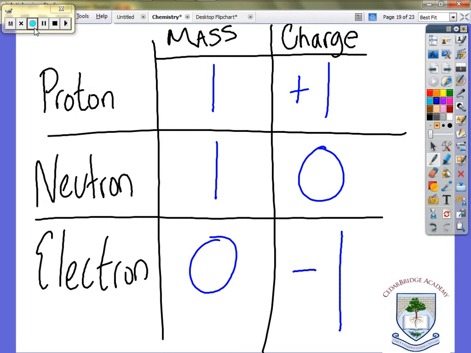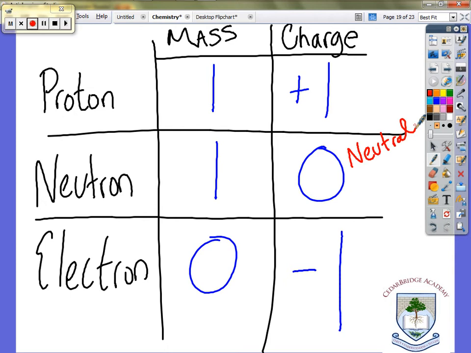Now, a proton has a charge of +1. A neutron has a charge of 0. It is neutral. That's why they're called neutrons. An electron has a charge of negative.